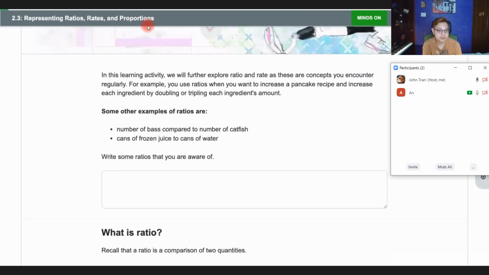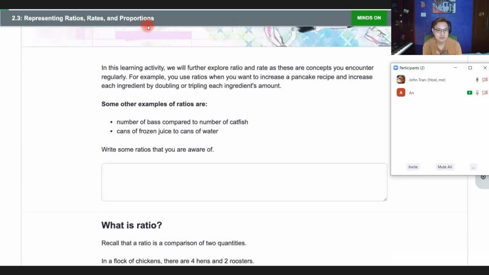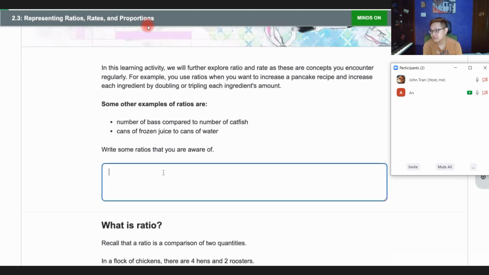Some of the sample ratios: number of mass compared to number of catfish; cans of frozen juice to cans of water. Okay, so can you think of some ratios you're aware of? Is it catfish to cans of frozen juice? No. You just have to think of any kind of ratio you can think of in real life.